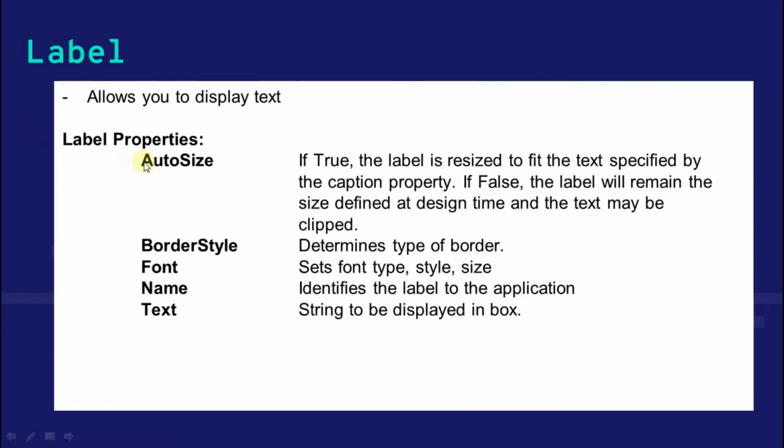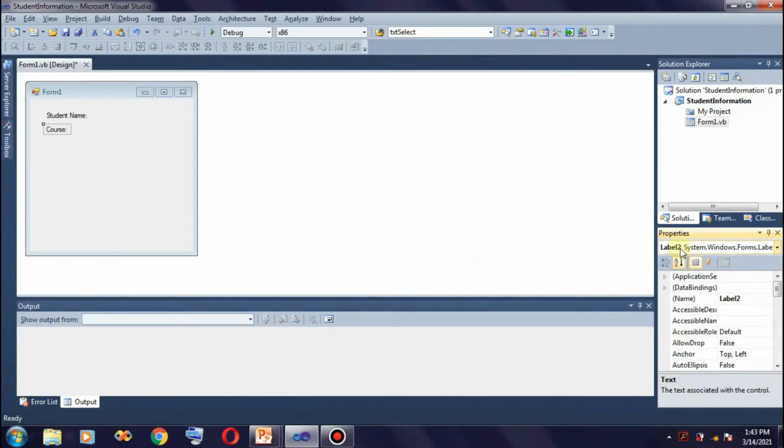So, let's have another property. Subukan naman natin tong auto size. Observe, nandito tayo sa label 2. Yun yung ini-edit natin, guys, ha. The text na nakadisplay kay label 2 is yung course natin. So, hanapin natin yung auto size.